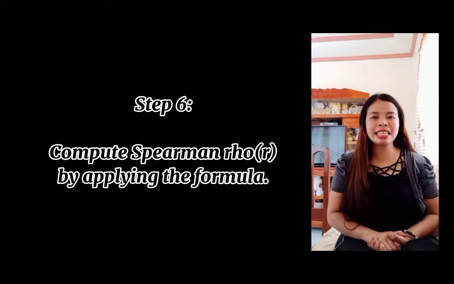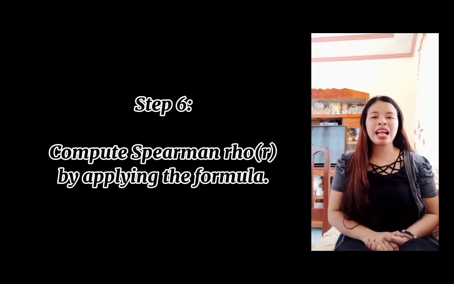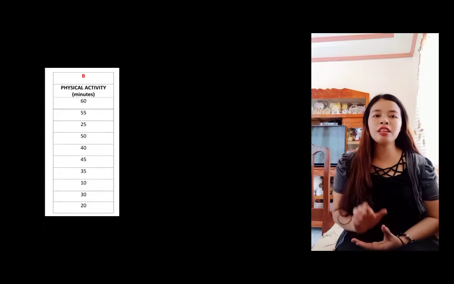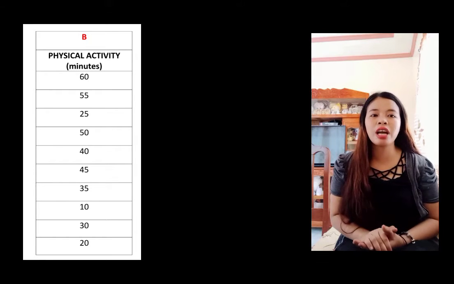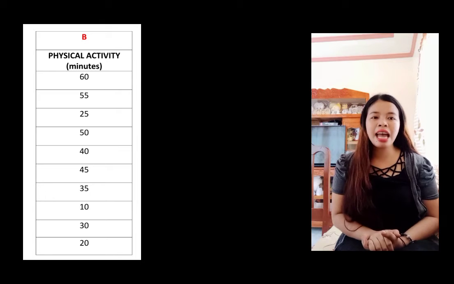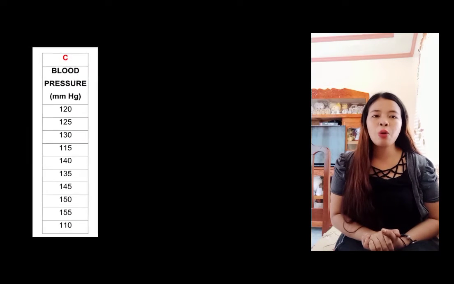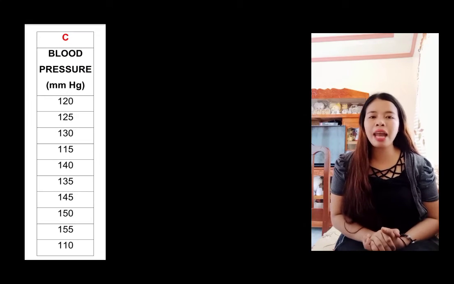So as an example, I prepared data here. Let's try to find out if physical activity has any relation to blood pressure. In column A, we have the list of names of different men. Column B represents the number of minutes that the men, at the same age, spend daily in the gym. And in column C, we have their systolic blood pressure.